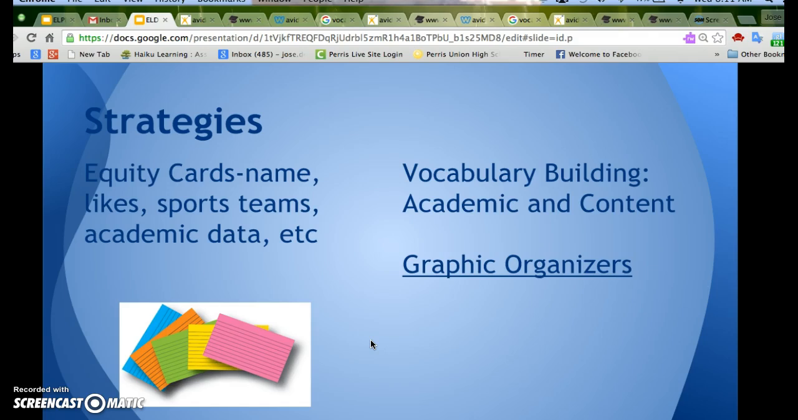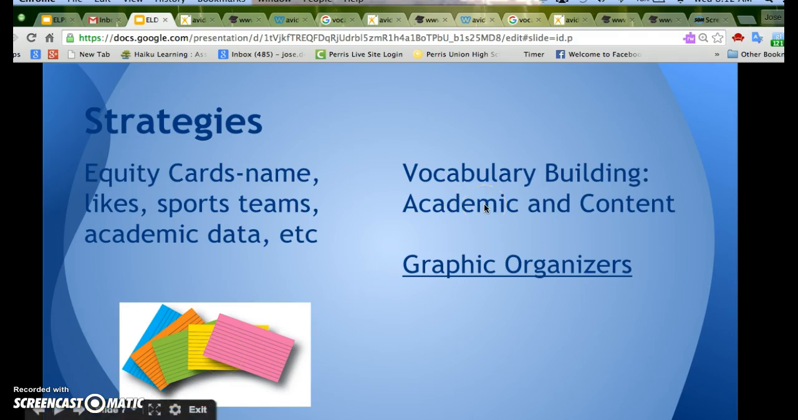Another EL strategy, equity cards. I know many of you already use these as well, and if you do, they're a great way to check for understanding, great way to keep your students on task because they don't know when you're going to call their name. So basically, equity cards, you just write their name in the middle, and actually they write their name in the middle, and some other likes, their sports team, some academic data if you need it, and whatever other details you want them to write on your equity cards. And these are used kind of like in elementary school. Instead of the popsicle sticks, you use equity cards.